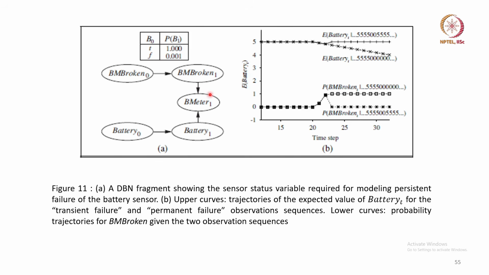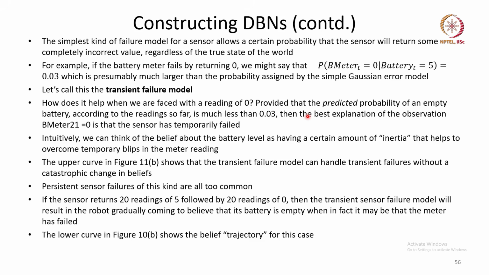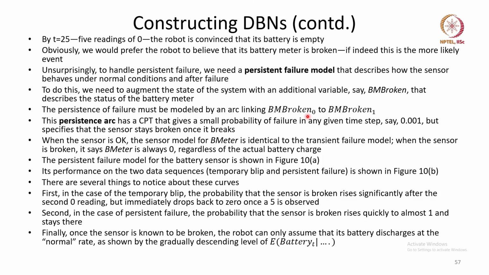If you have something like B meter, you also have something like BM broken, okay, so the meter is broken, right. If you have something like that, then if there is a failure, you can maybe predict that the meter is broken and not that there is no charge in the battery. So we can see that all these things make a lot of difference in what we are doing.